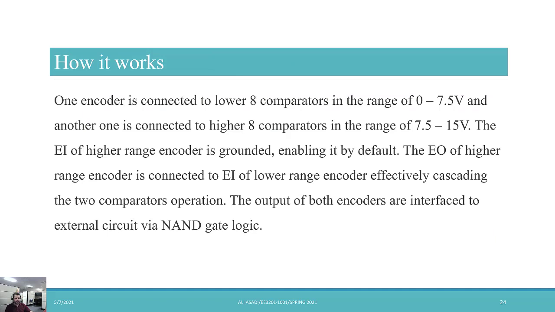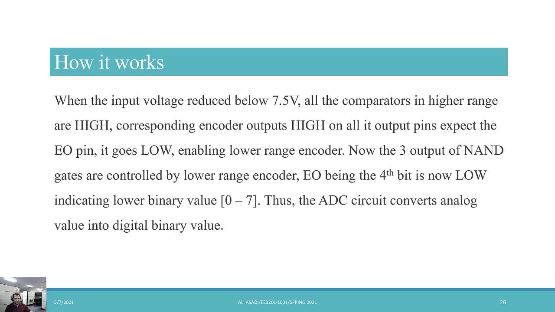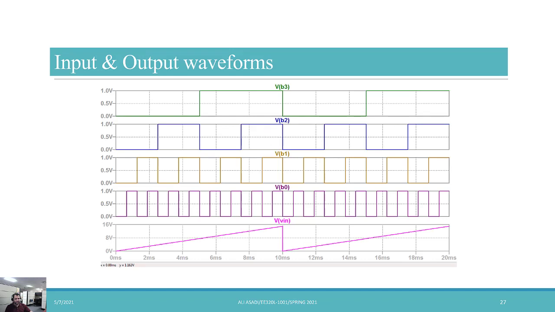since we have 16 comparators, 8 of them are connected to the voltage range of 0 to 7.5, and the rest, the higher 8 comparators, 7.5 to 15 volts. And I explain more details here. And I just want to go to the output, the result that we have.